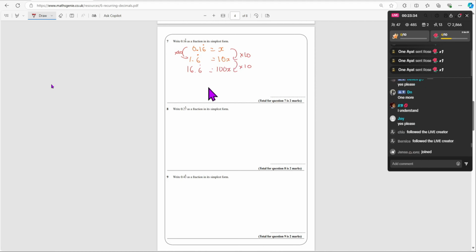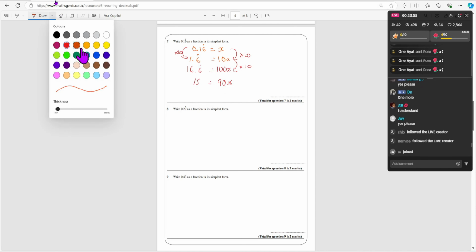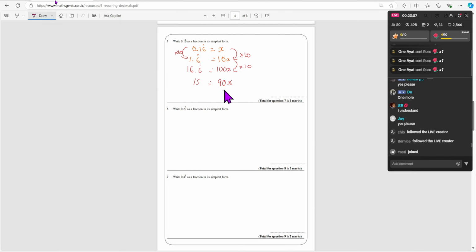So now we can find 90x by subtracting 10x from 100x. We get 15, because 16 minus 1 is 15, and the recurring decimal places cancel each other out. Now, since we're trying to make x on its own, we divide by 90 on both sides.